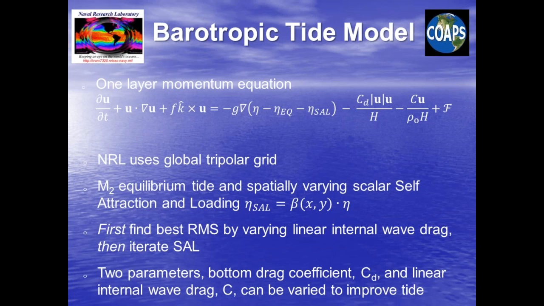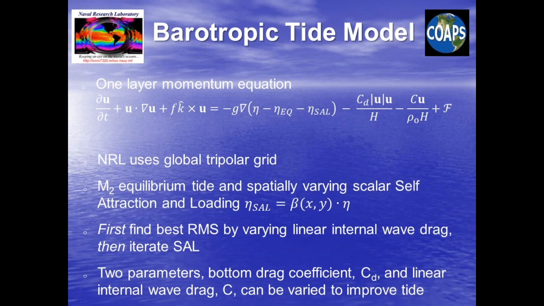So NRL uses what's called a tripole grid. It just happens to be the way. And we've added the attractions, the equilibrium tide, that is to say the gravitational attraction of the sun and the moon, and we've added then a self-attraction and loading, the correction for the actual movement. And initially this was done in a very simple way, just making what's called a scalar approximation, a very crude way of looking at it.